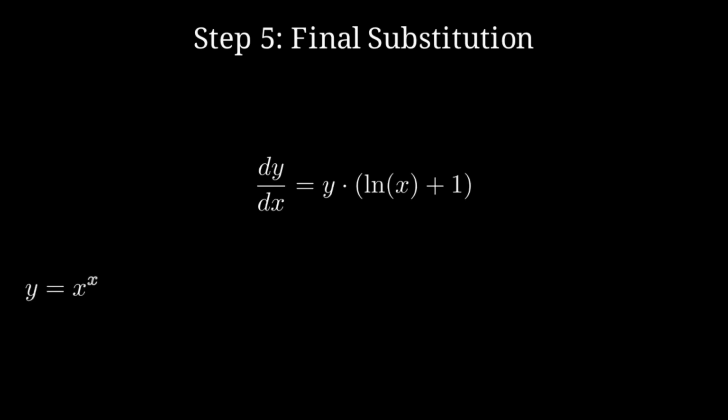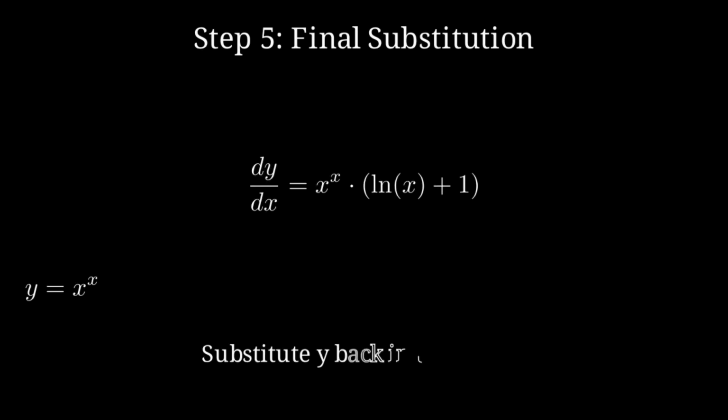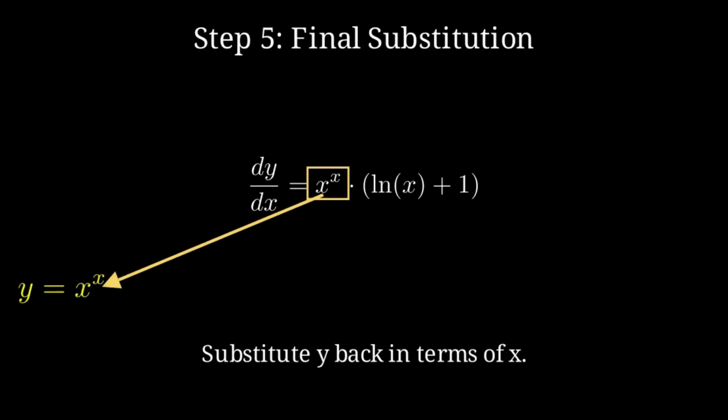Since we want our final answer in terms of x, we substitute the original expression for y back into the equation. Replacing y with x to the power of x gives us the complete derivative: x to the x times ln x plus 1. Let's test this.